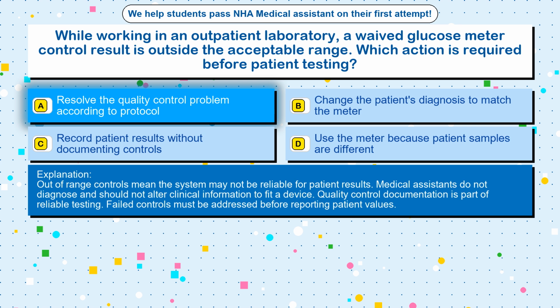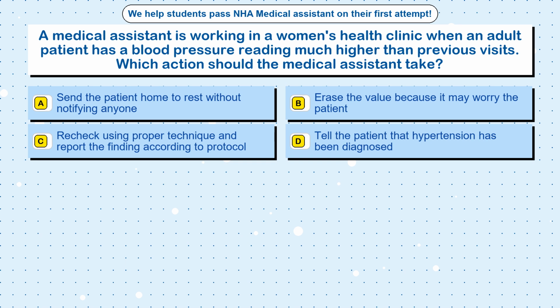Failed controls must be addressed before reporting patient values. Question 22. A medical assistant is working in a women's health clinic when an adult patient has a blood pressure reading much higher than previous visits. Which action should the medical assistant take?